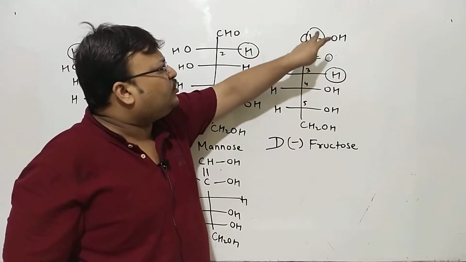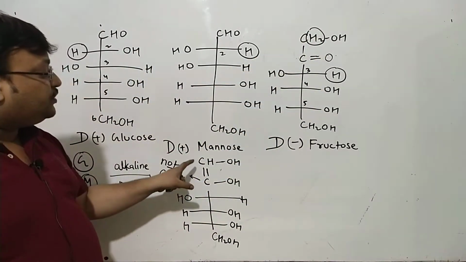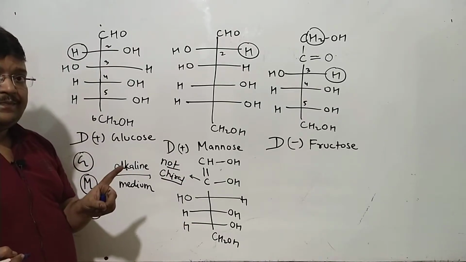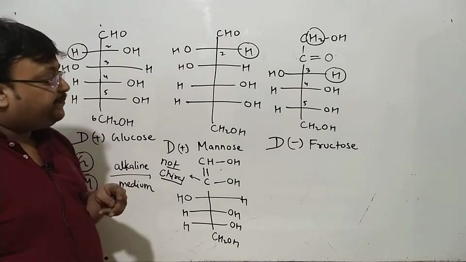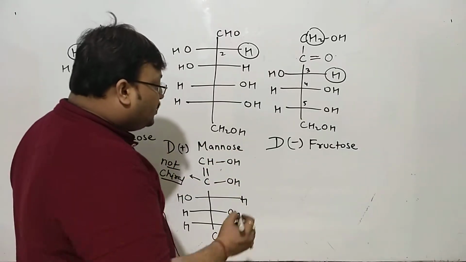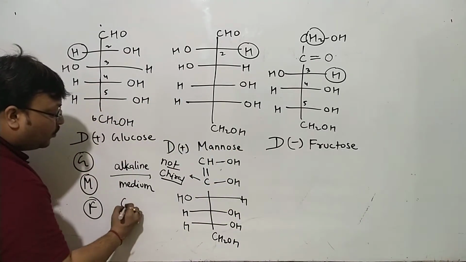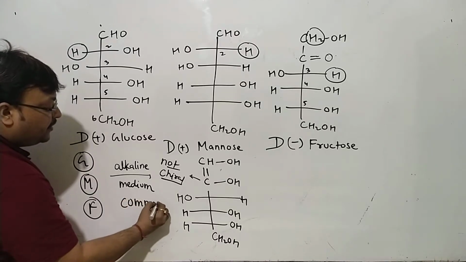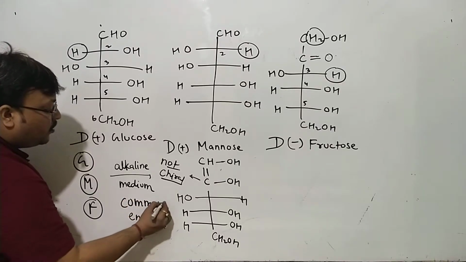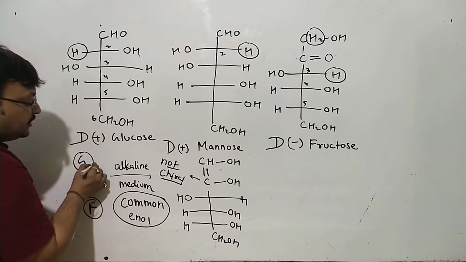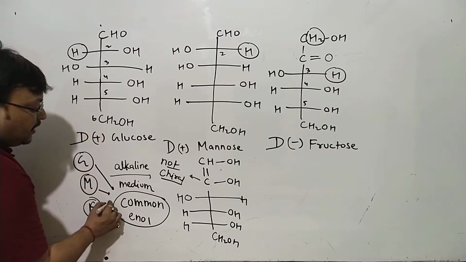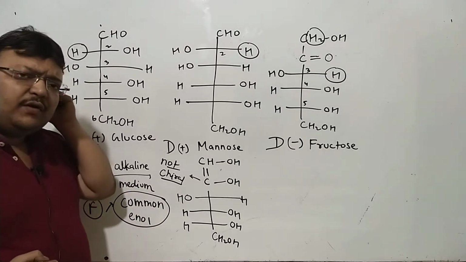But if this alpha hydrogen is gone, fructose can also give you this enol. So if you understand properly, glucose, mannose and fructose, all three will have this common enol. This is the common enol for all three. In alkaline medium, they'll give you a common enol.